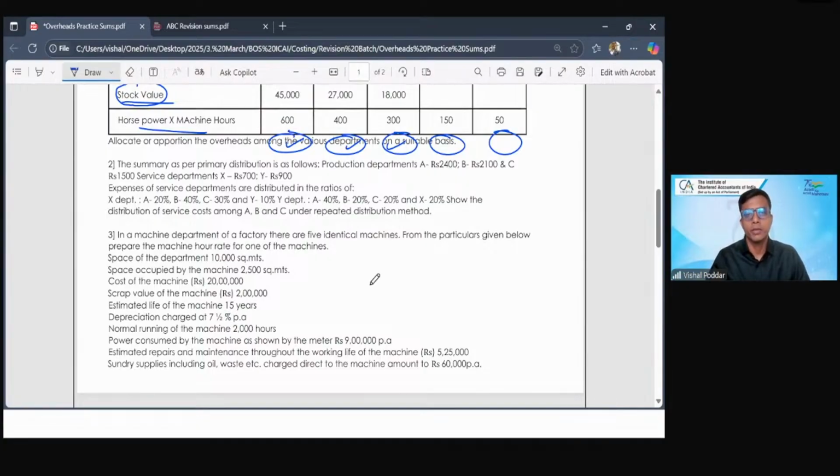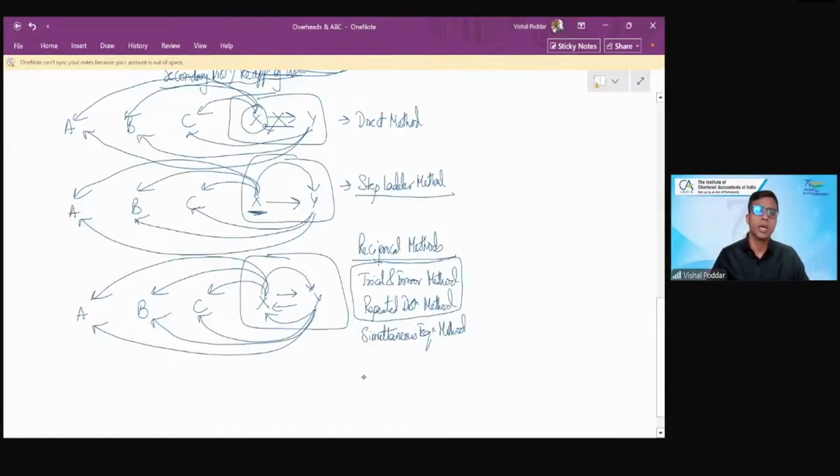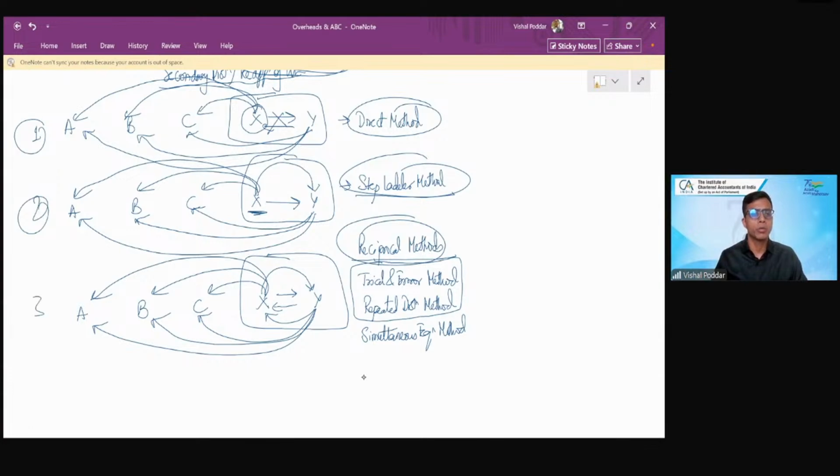Sir, if nothing is given, let us say this is not given in the sum, then which method is to be used? Now, please understand, students, that these three are not options. In your exam question or even in your real life costing, any one of these possibilities would be present. It would be either first scenario or second or third. They are all independent and distinct scenarios.